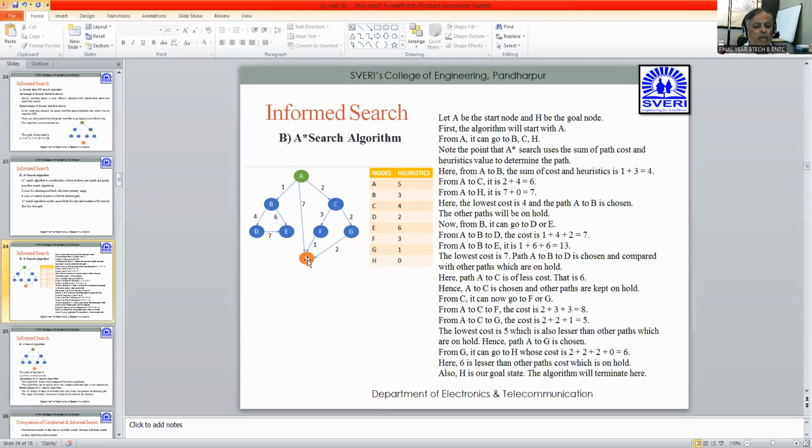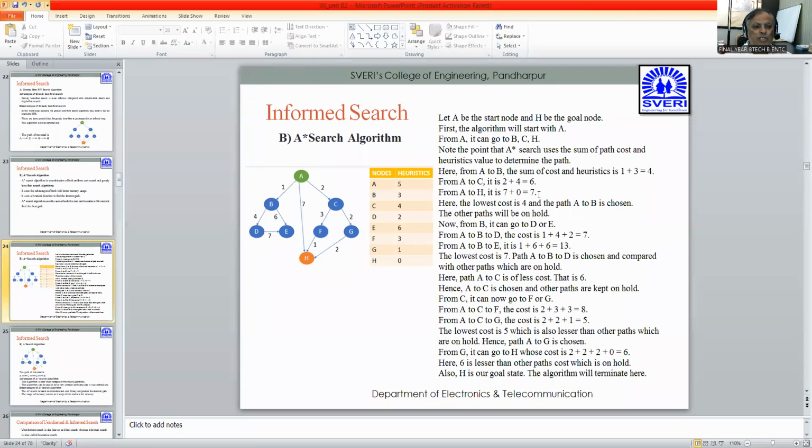Next will be A to H. So H will be 0, A will be 7. So 7 plus 0 will be 7. मिल गए? So A से B जब जाएगा तो 4 होगा, A से C जब जाएगा तो 6 होगा और A से H जाएगा तो 7 होगा.